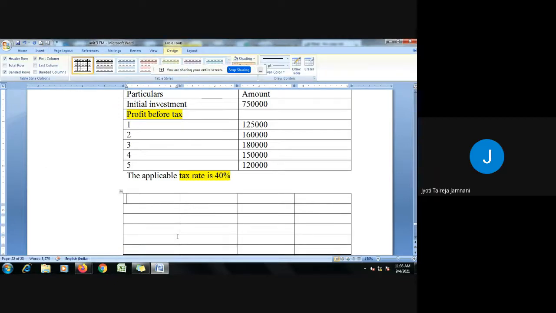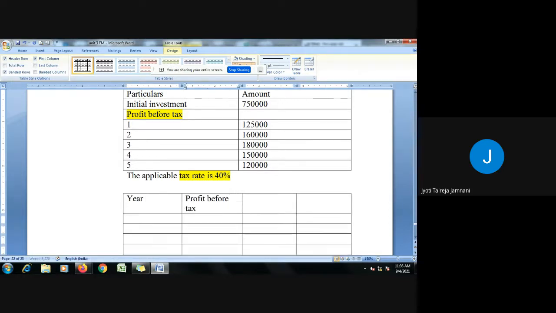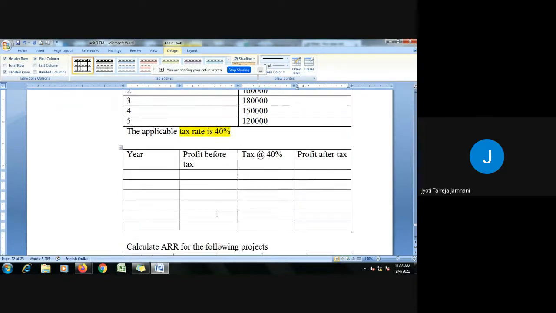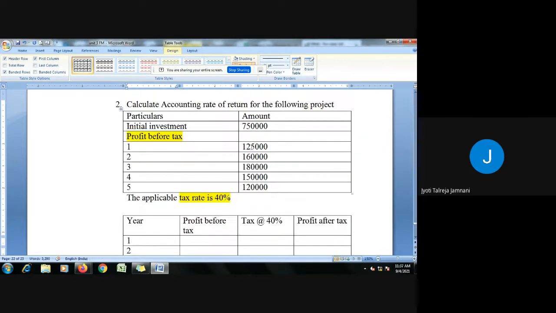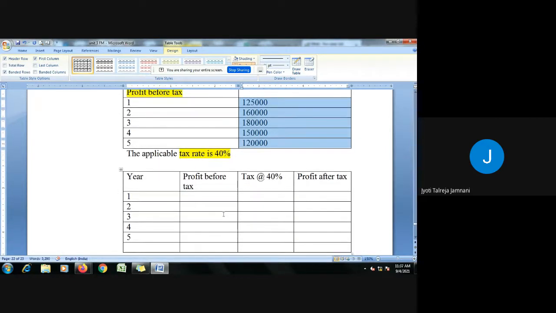So we will write year, profit before tax, tax at 40% they have told. So we will calculate the tax, and then we'll get the profit after tax. Here we are not interested in the cash flows, we are interested only in the accounting profit after tax. So 5 years details they've given us, and we'll just take down the profit before tax here.